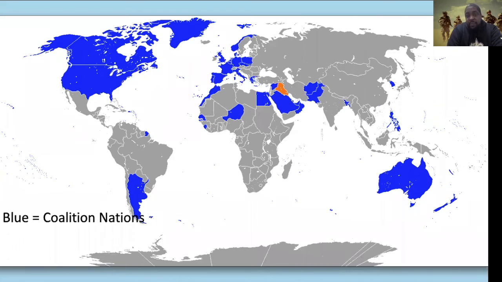So if you take a look at the map, you see that there's a lot of areas that are covered in blue and only one area that is covered in orange. All the areas that are in blue are the countries that sent their troops to help during the war. That one country that is orange, of course, is Iraq. So the countries that were allies to Kuwait and helped were, of course, the United States.